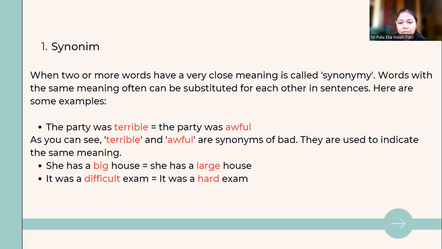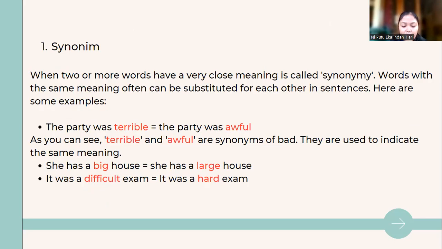The first one is synonym. When two or more words have a very close meaning, it's called synonym. Words with the same meaning often can be substituted for each other in sentences. Here are some examples. The first example is the party was terrible and the party was awful. As you can see, terrible and awful are synonyms of bad. They are used to indicate the same meaning.